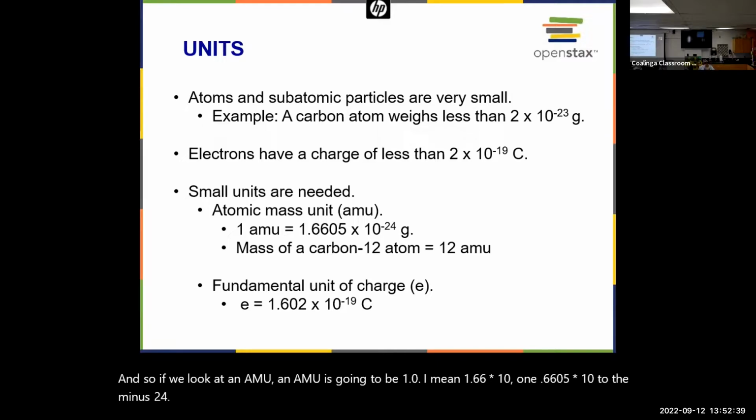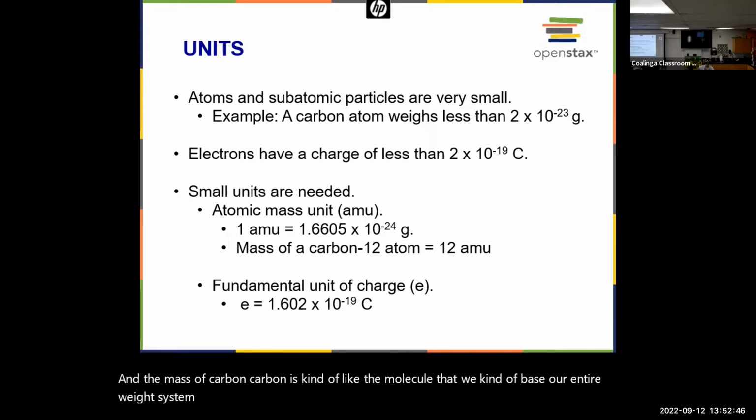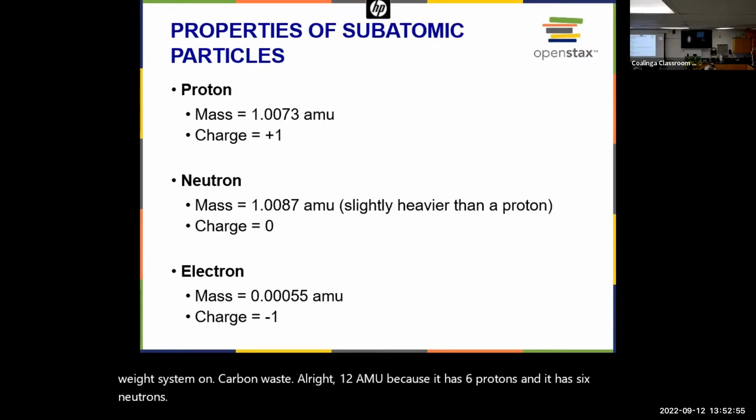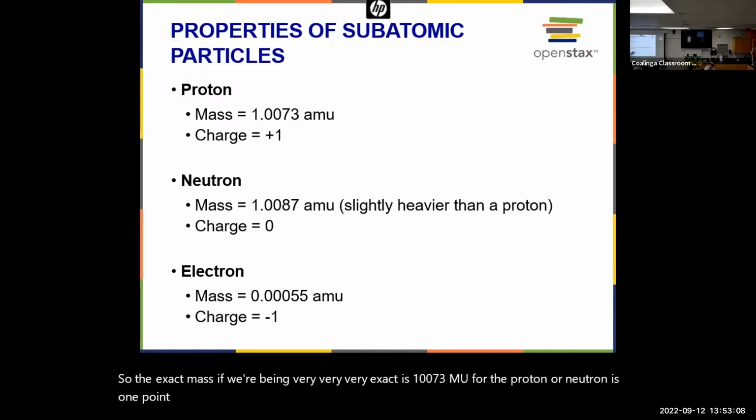The mass of carbon is the basis of our entire weight system. Carbon weighs 12 AMU, because it has 6 protons and 6 neutrons. If we're being very exact, the mass is 1.0073 AMU for the proton, and 1.0087 AMU for the neutron.